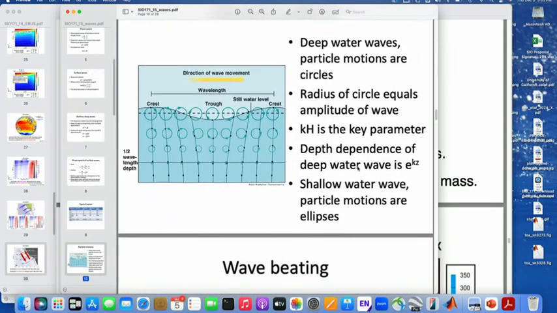Particle motions are circles. I think we talk about this also in the homework. Basically it takes a period to go around that circle. If you know the radius of the circle, you could figure out the velocity of the particle around the circle. That's a homework problem right now.